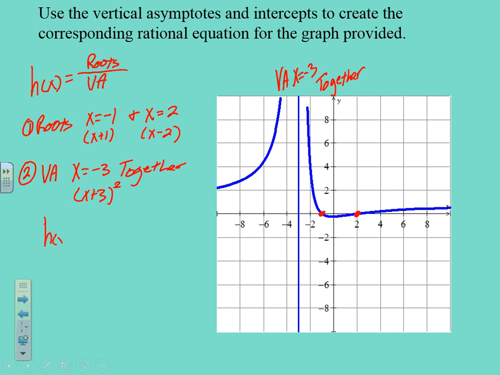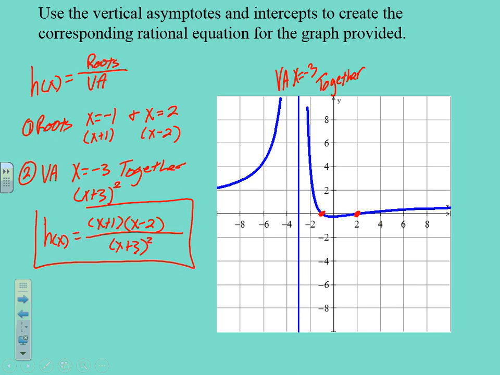So my final function is simply going to be, in the numerator, (x plus 1) times (x minus 2) over (x plus 3) squared. And that is our final function. Now again, if you felt the need to, you could multiply out the numerator and the denominator so that both parts of the fraction would be in standard form, but it's not necessary. In fact, it would just be easier to stop there and leave it as it is.